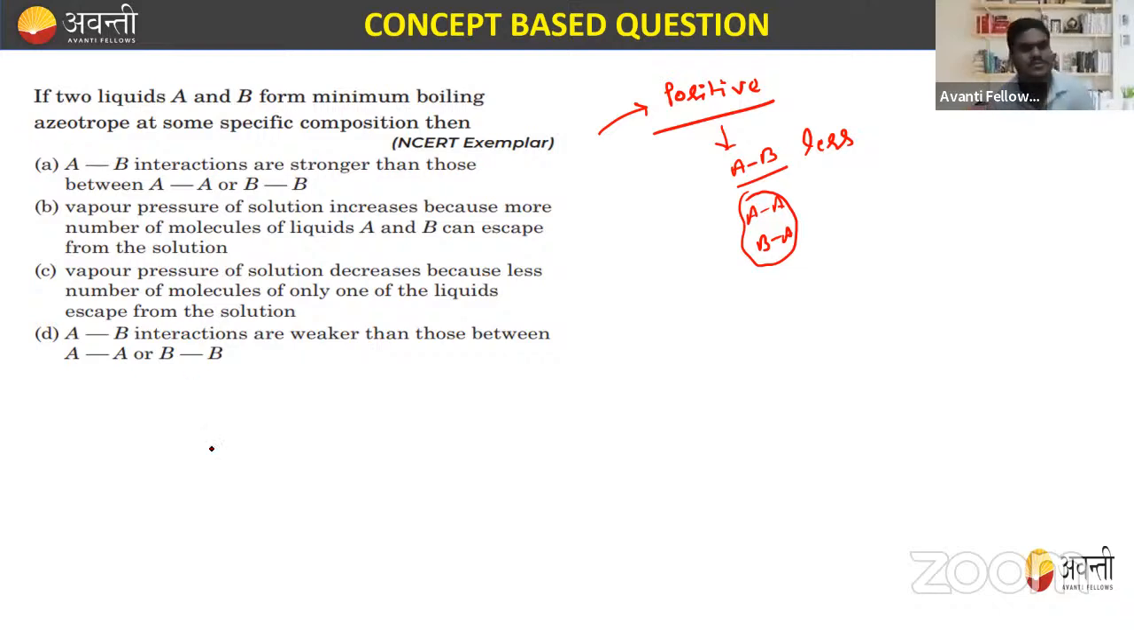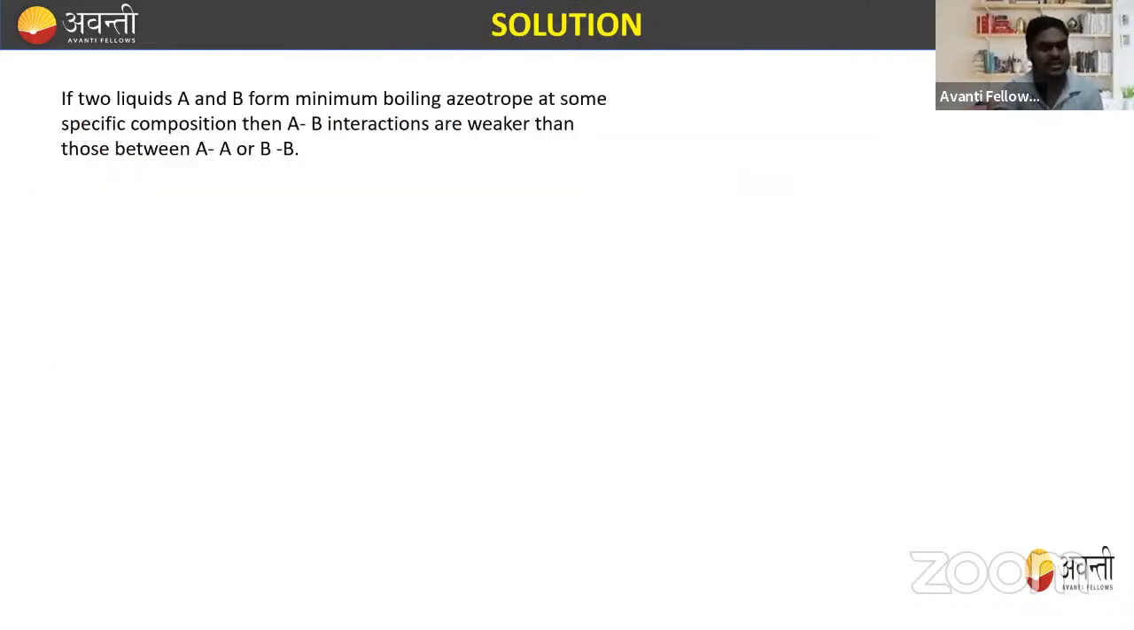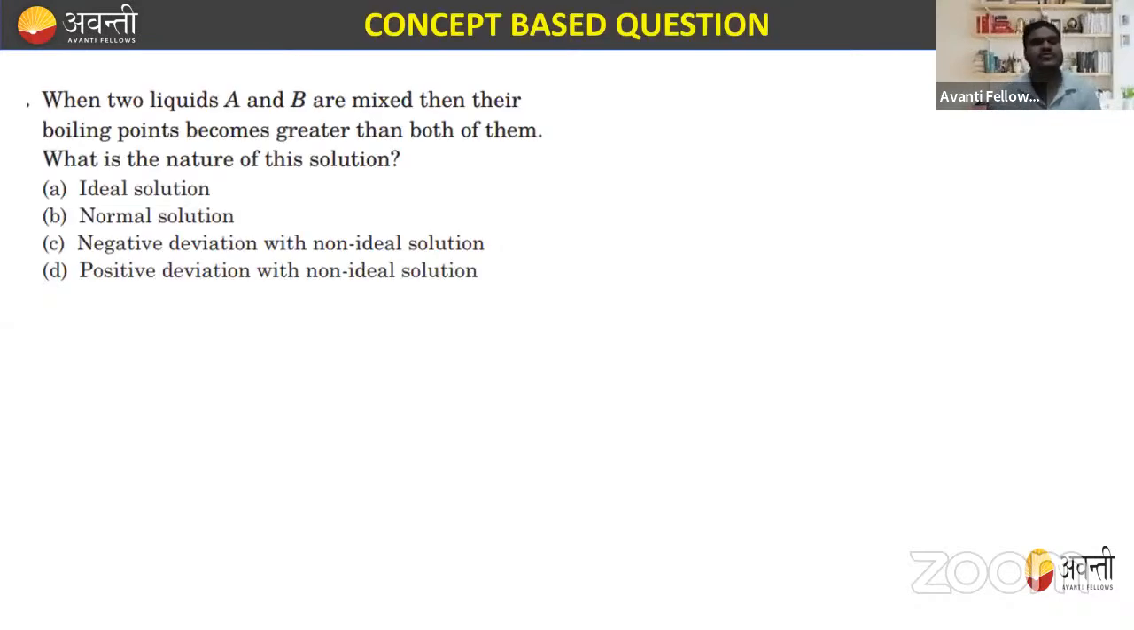So let's understand the options. AB interactions are stronger? No, this is absolutely wrong. AB interactions are weaker than those of AA and BB? Yes, this one is very much clear. Okay, so option D is the correct answer for this question, right? Now, let's move to the next question.